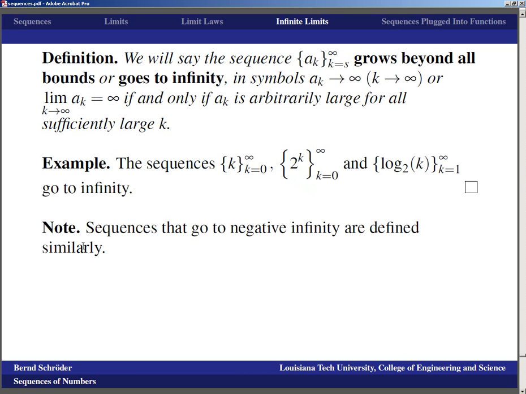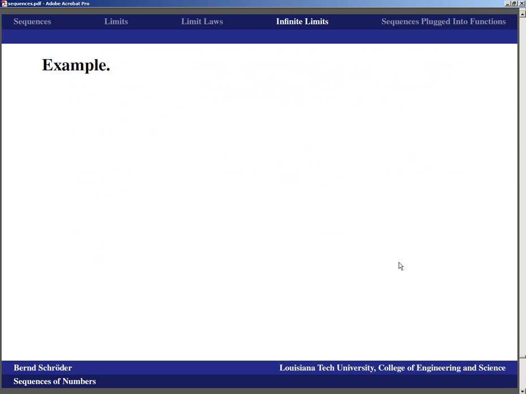Once we have that, we should also note that sequences that go to negative infinity are defined similarly, and we're not going to do that here. That's something that is actually a good idea for you to fill in the definition for yourself, to get further accustomed to mathematical language.